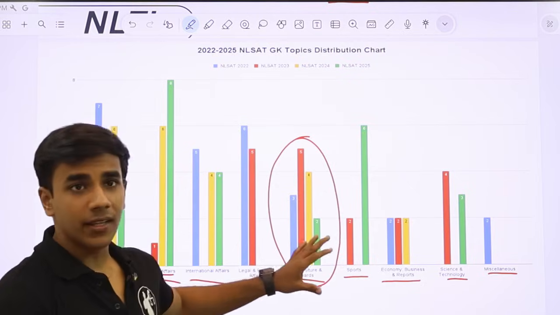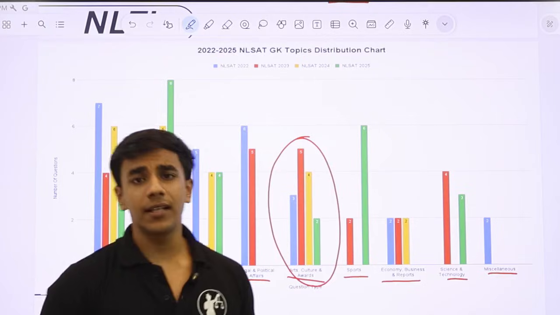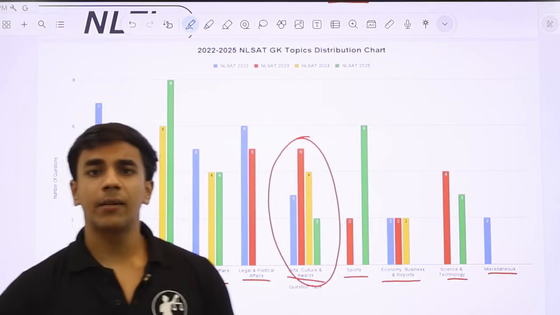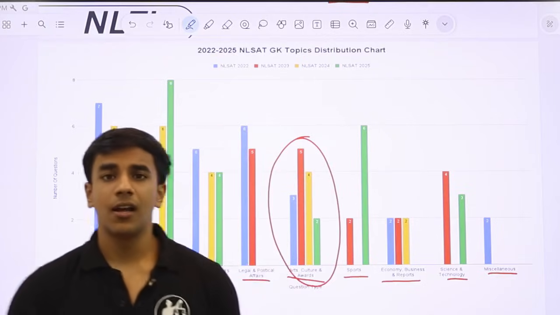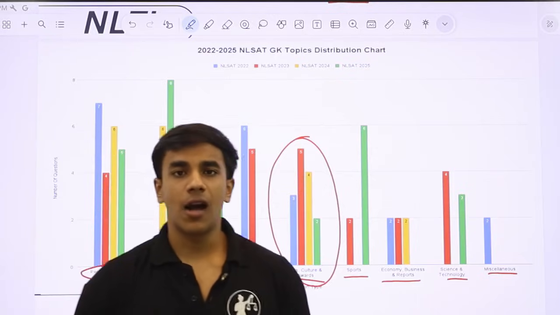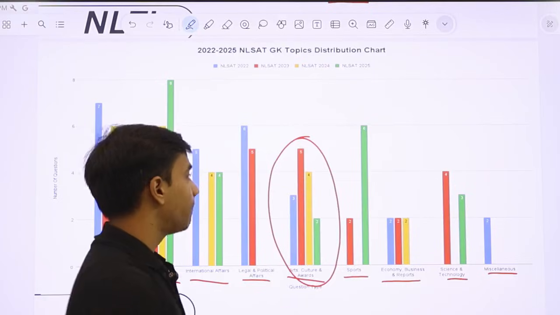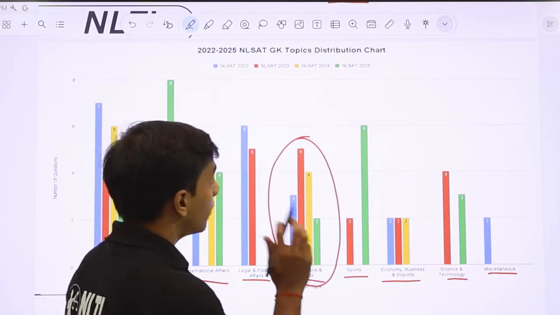So this has been a recurring concept or a recurring topic that is there in NLSAT, and the NLTI GK compendium that we provide for the GK section reflects this particular topic in very detail, so that all our NLSAT students are prepared for this particular section. Again, sports.